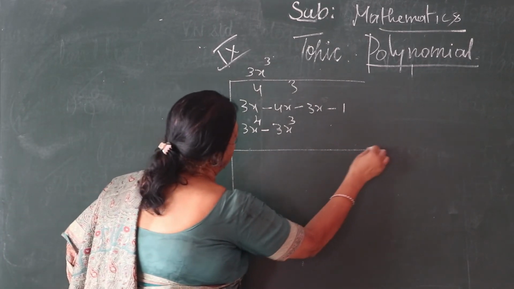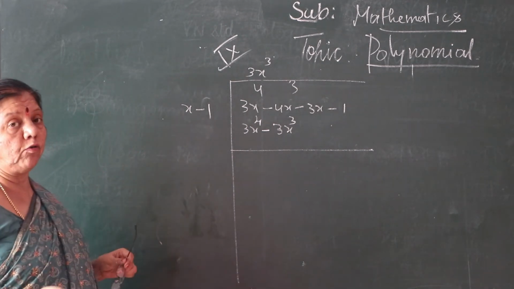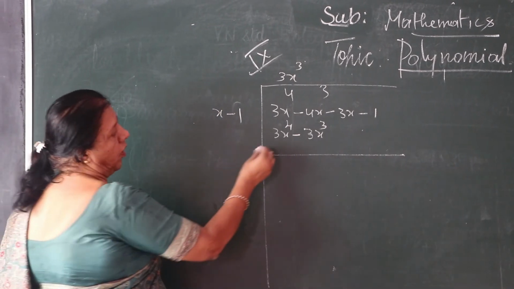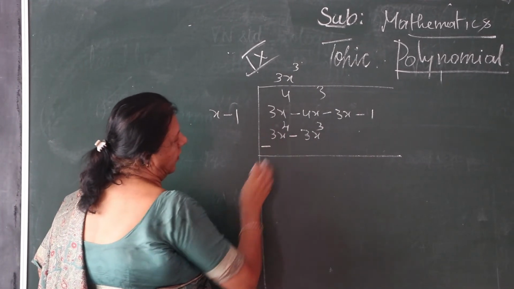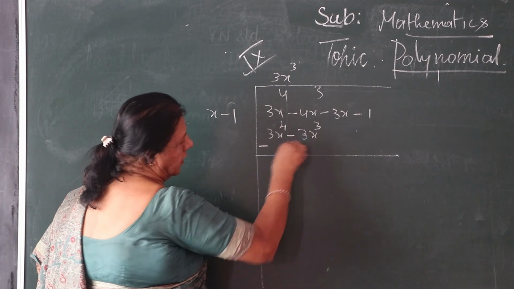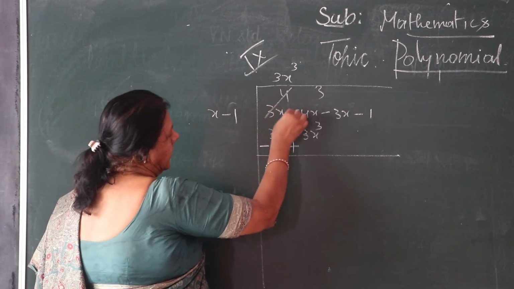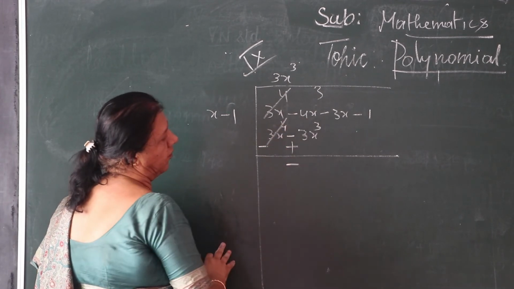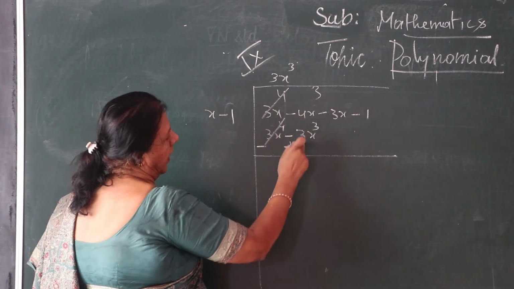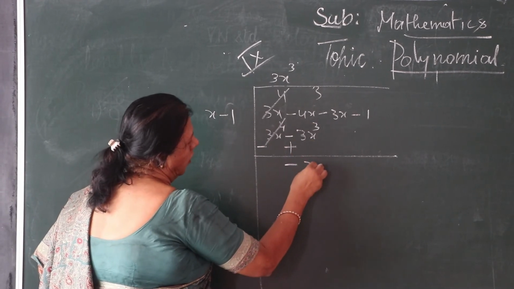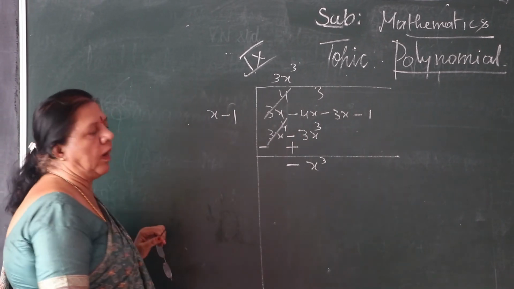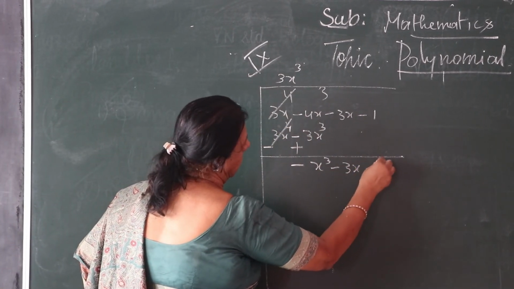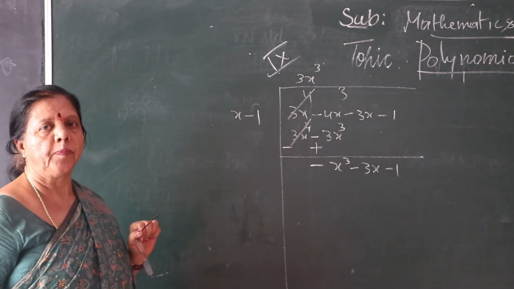So here you do it like this. What do you have to do next step? Change the sign, because you have to subtract. Plus is there, this will become a minus. Minus is there, this becomes a plus. So you cancel it. The remaining term: 4x cube minus 3x cube is only 1x cube. Remaining you bring down: 3x minus 1.